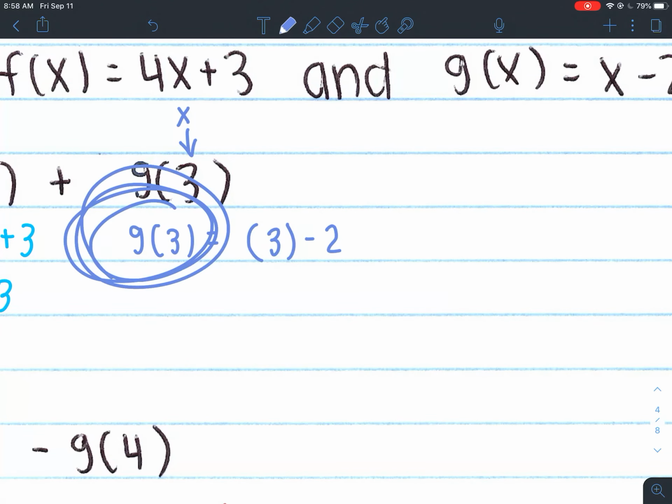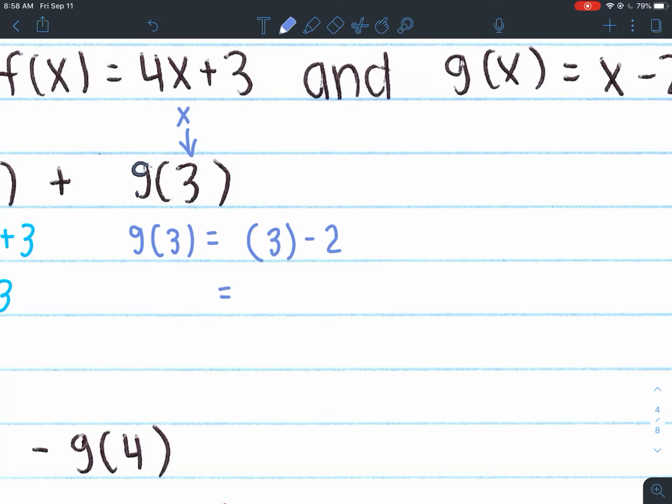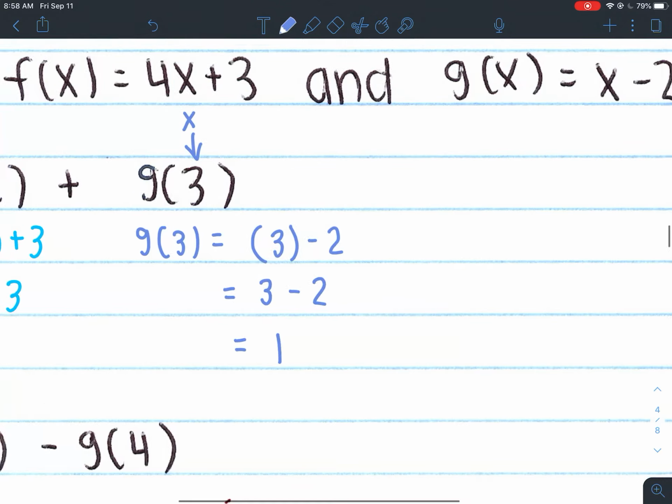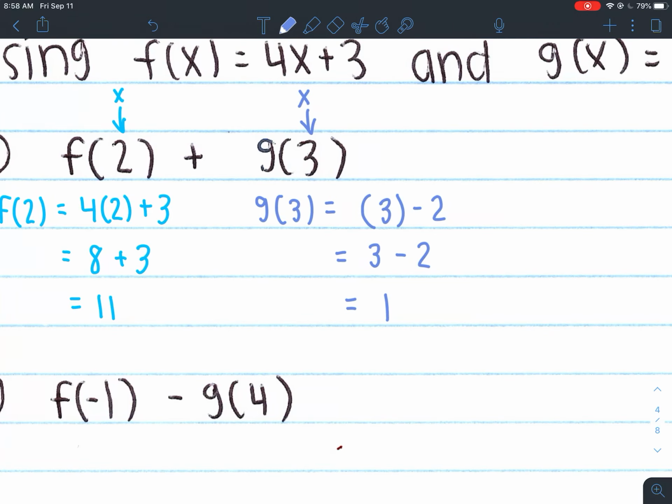Now again, remember, this doesn't mean anything. This is just telling you I'm plugging in a 3 for x. That's all I'm doing, nothing special. So now I just have parentheses of 3. Really, this is just 3 minus 2, because outside the parentheses is really just a 1. 1 times 3 is 3. Okay, so what is 3 minus 2? Well, that equals 1.